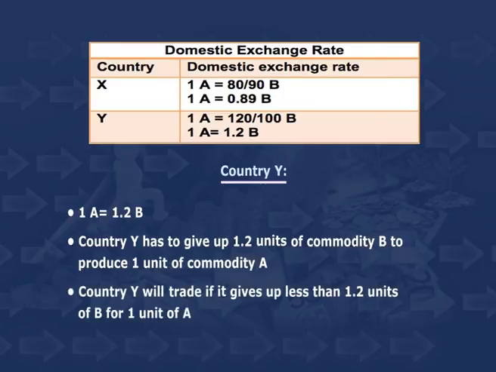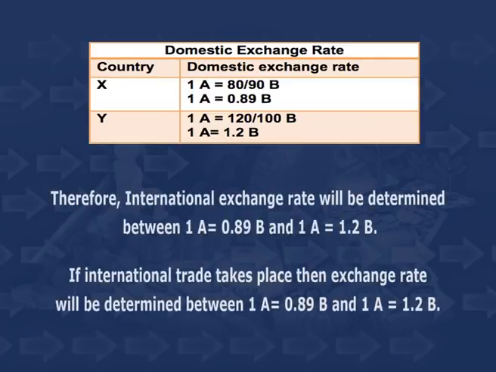Country Y will trade if it gives up less than 1.2 units of commodity B for 1 unit of commodity A. Therefore, the international exchange rate will be determined between 1 unit of commodity A equivalent to 0.89 units of commodity B and 1 unit of commodity A equivalent to 1.2 units of commodity B.